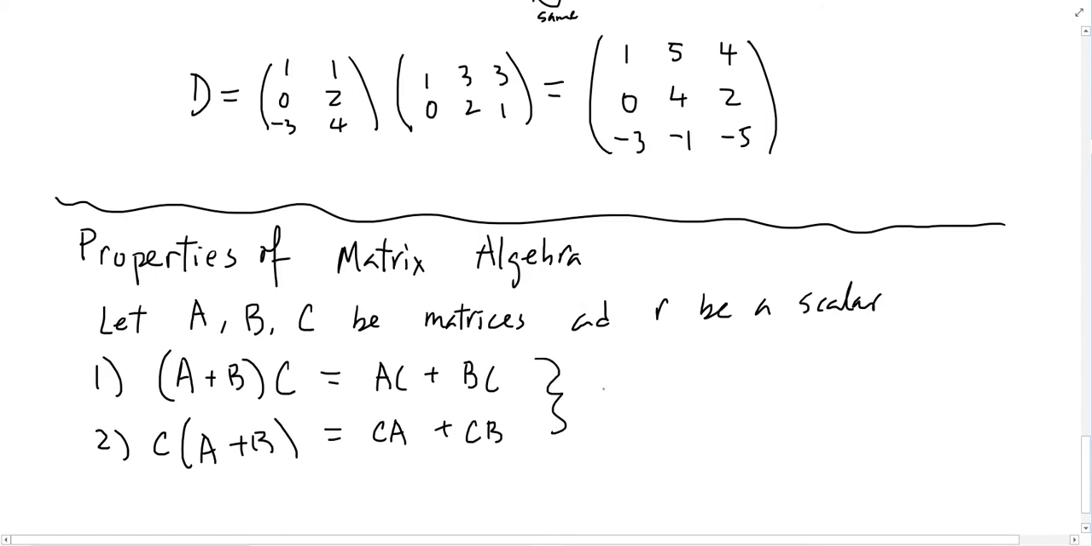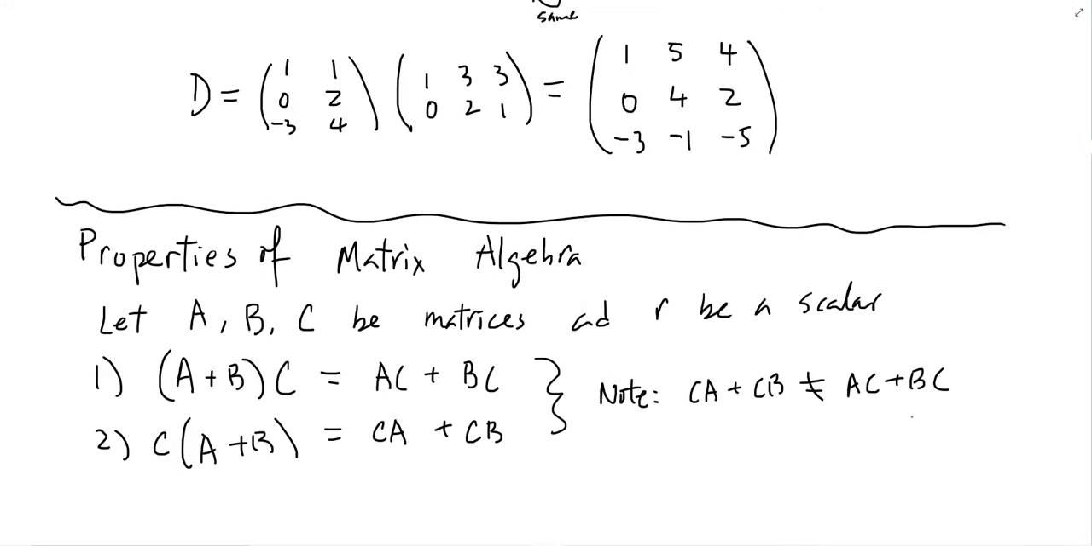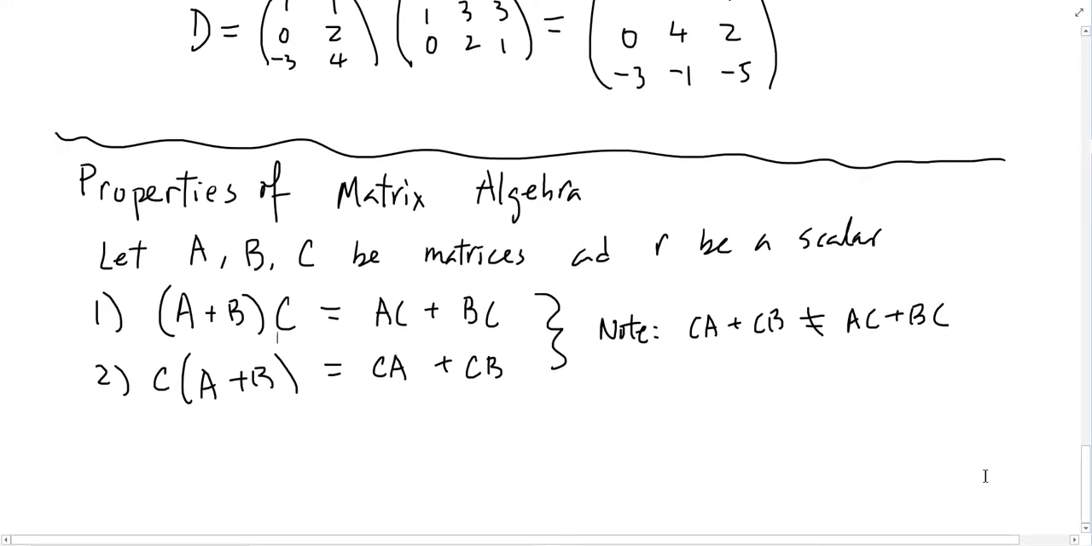Note, CA plus CB does not always equal AC plus BC because of the lack of commutative properties. Which is the reason why the distributive property has to be stated in both directions. You can actually distribute both ways, just have to make sure to maintain the order of the multiplication involved.